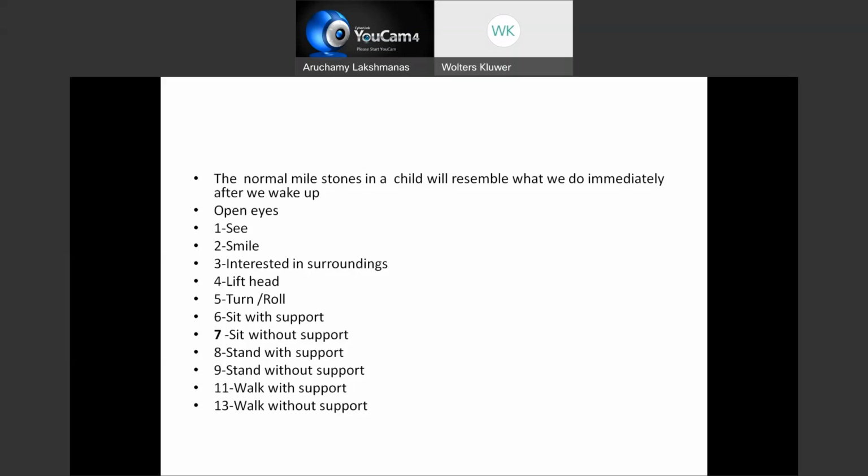And from tomorrow, this is a homework. When you get up from the bed, you just say 1. Look at that. Put a smile. Put 2. Look at the surroundings. Put 3 like that. So it is very easy. What you do immediately after you get up from the bed, the child will develop up to 13 months of age.